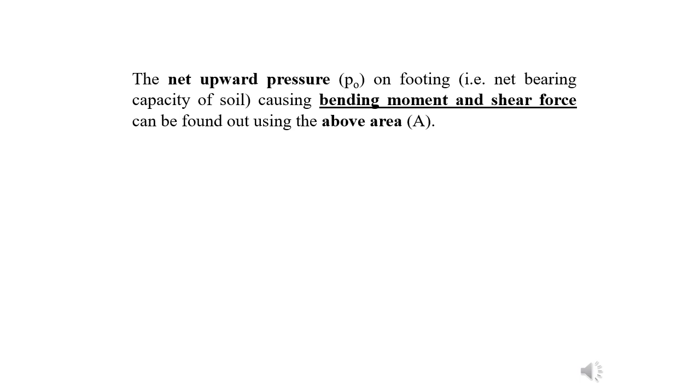Here it is a net upward pressure. If you are going to apply the forces from the top, all the structures are going to apply the vertical pressures on the base of the footing. So what is going to happen? The soil will also apply the net pressures in the upward direction, right? So net upward pressures can cause the bending moment and shear force, right? What is written there? Net upward pressure on footing, that is also called the net bearing capacity of soil, causing bending moment and shear force, can be found out using the above area.